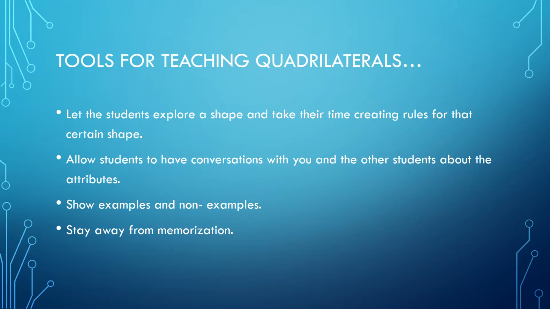So the first one is let students explore a shape and take their time creating rules for that certain shape. Whether it's giving them manipulatives or having them sit down with a group and think about all the attributes that they can, and writing their own definition and discussing it with you or with each other. I think exploring and really getting into that shape will help.